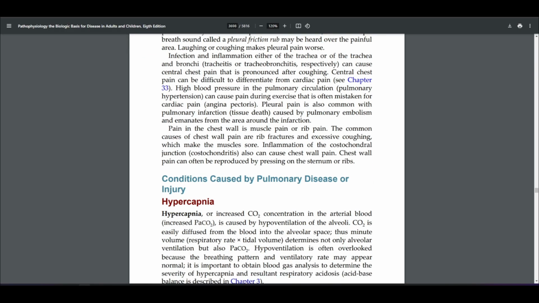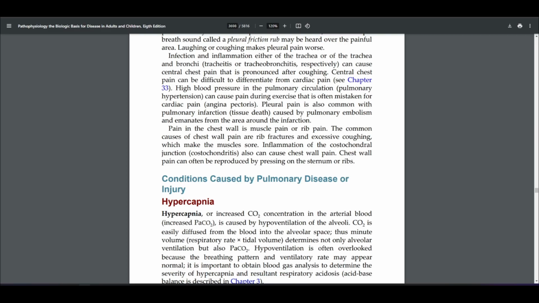Infection and inflammation of the trachea or of the trachea and the bronchi, so a tracheitis or tracheobronchitis, can cause central chest pain that is pronounced after coughing. Central chest pain can be difficult to differentiate from cardiac pain. High blood pressure in the pulmonary circulation can cause pain during exercise that is often mistaken for cardiac pain. Pleural pain is also common with pulmonary infarction, caused by pulmonary embolism, and emanates from the area around the infarction.